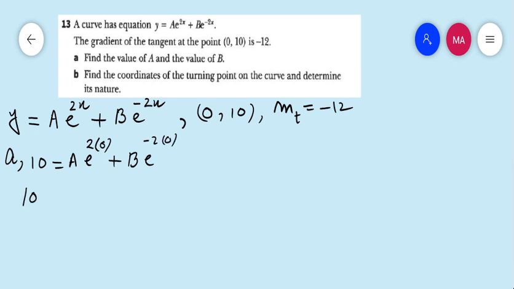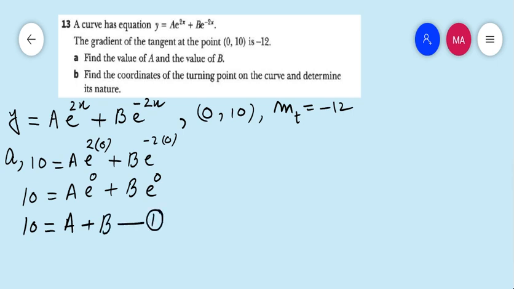So 10 equals a e^(2 times 0) plus b e^(-2 times 0). You know something to the power 0 is 1. Therefore a multiplied by 1 is a, plus b multiplied by 1 is b. Assign the name of this equation as equation number 1.